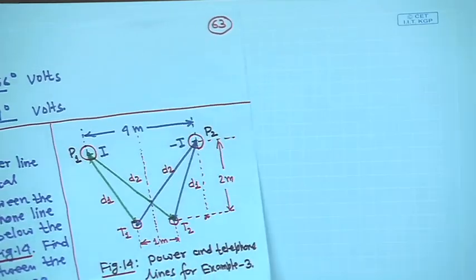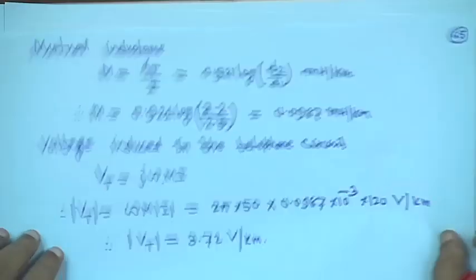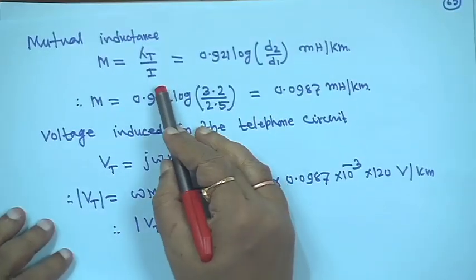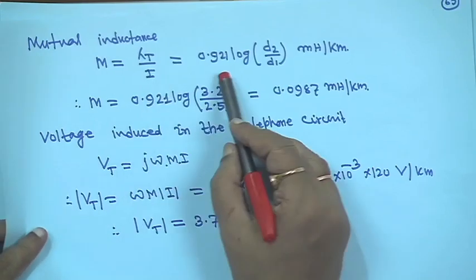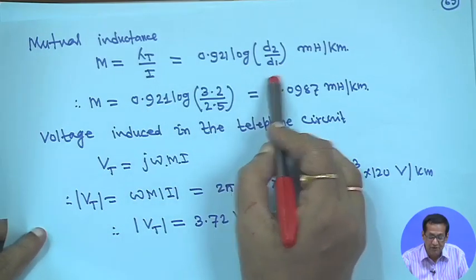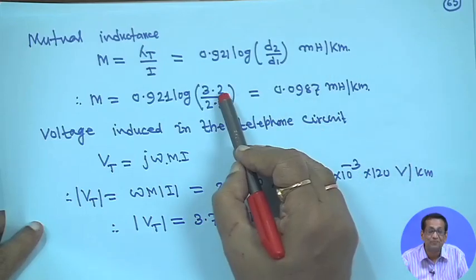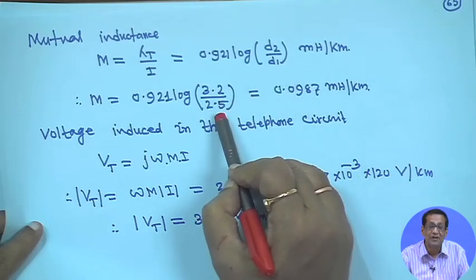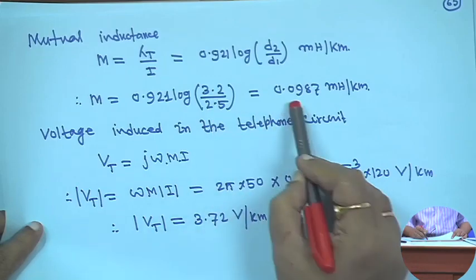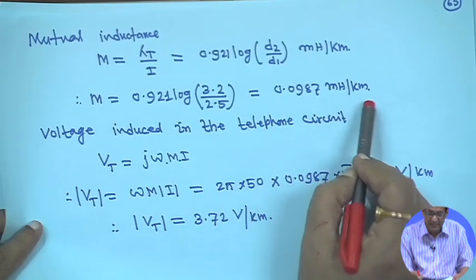Now, mutual inductance M is equal to lambda T upon I, right, which is equal to 0.921 log D2 upon D1 millihenry per kilometer, right. Now, D2 we got 3.2, D1 is 2.5, substitute here, you will get 0.0987 millihenry per kilometer.